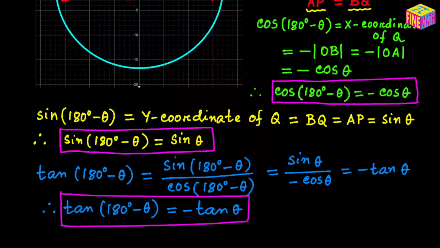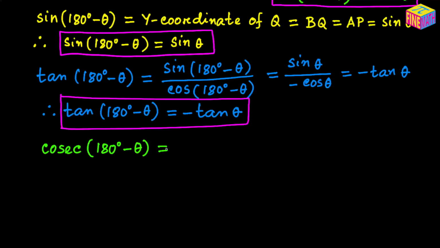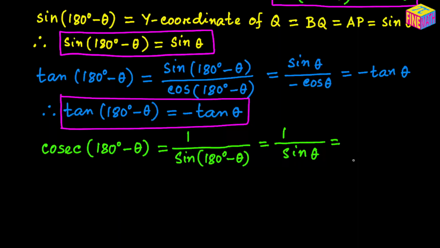Now let's calculate the cosecant of 180 degrees minus theta. We know that cosecant is the reciprocal of sine. And what is the value of sine of 180 degrees minus theta? Well, that is actually positive sine of theta. Now what is the reciprocal of sine? That is cosecant. So this will be positive cosecant of theta. So let me make a quick note.